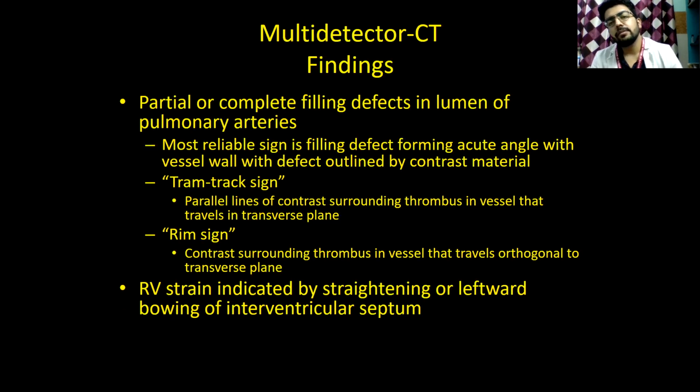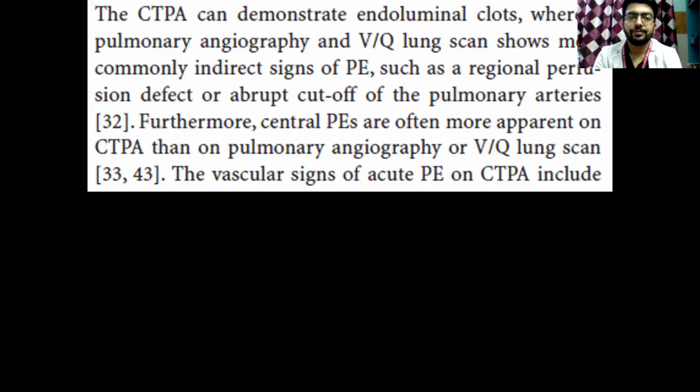So the findings we see in multi-detector CT are partial or complete filling defects in the lumen of pulmonary arteries. The most reliable sign is a filling defect forming an acute angle with the vessel wall, with the defect outlined by contrast material. Tram track sign is seen when there are parallel lines of contrast surrounding thrombus in a vessel that travels in the transverse plane. Rim sign is contrast surrounding thrombus in a vessel that travels orthogonal to the transverse plane, or polo mint sign. RV strain is indicated by straightening or leftward bowing of the interventricular septum.